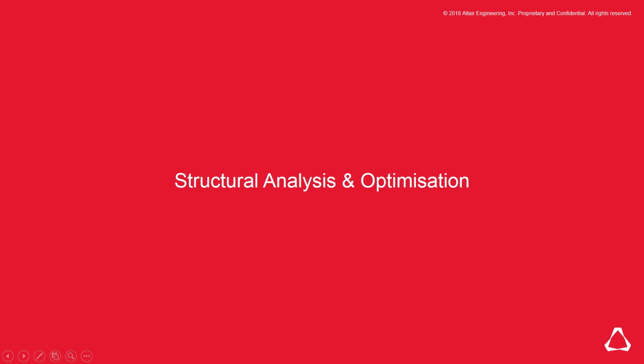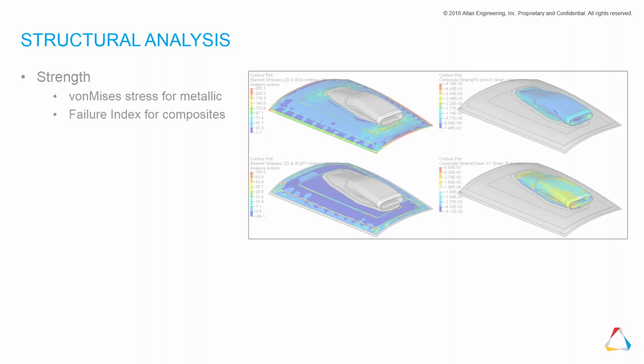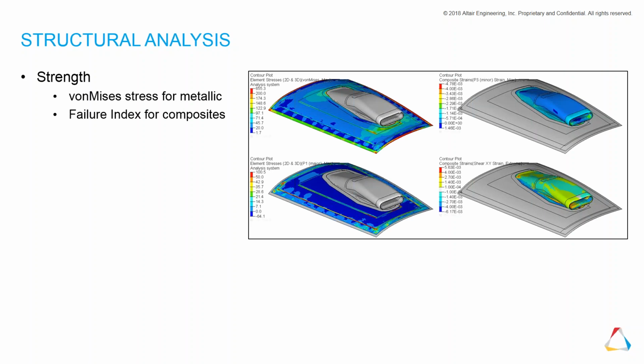So structural analysis is really where we spend most of our time, and OptiStruct is the number one solver, other than for aerodynamics, that you'll probably be using throughout the design and development of these vehicles. So what are the key features? The first thing you're going to be looking at is strength. That's when we're looking at von Mises stress or potentially failure index. If we're looking at composite structures, this will be a yield stress or failure stress that you'll be looking at to make sure that the parts can withstand the load.